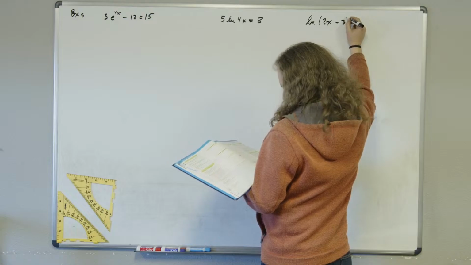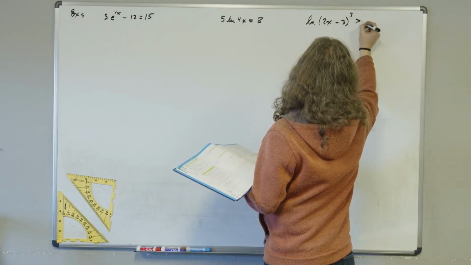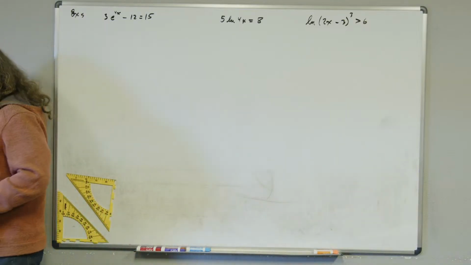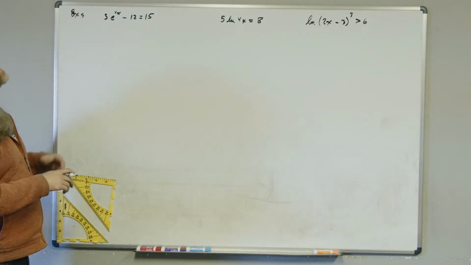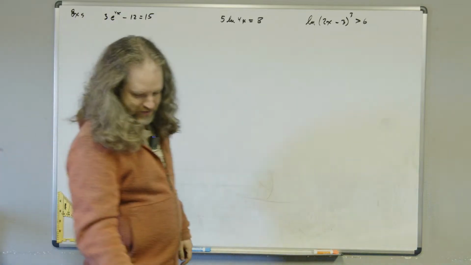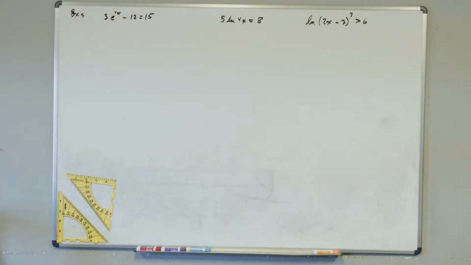Minus 3 cubed is greater than 6. Ready, go. Give you a head start and then see what happens. Oh, you know, I should get some more water while I give you a head start. That's a good timer.